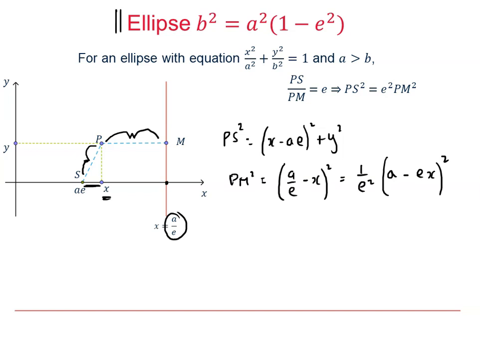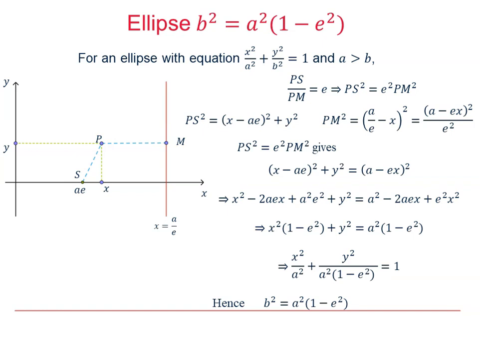Now on the next slide, I'm just going to equate PS squared to PM squared. So there we are, PS squared is equal to e PM squared, gives this equation. And then it is, as I say, a lengthy but quite straightforward process to multiply out these brackets and gather together terms in x squared and a squared. And then we can see we get to this line here.